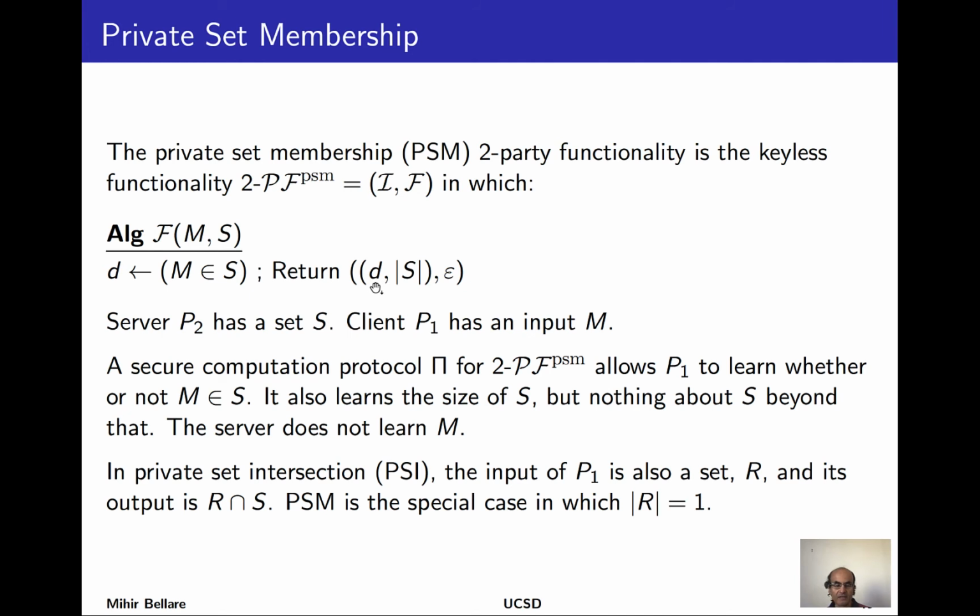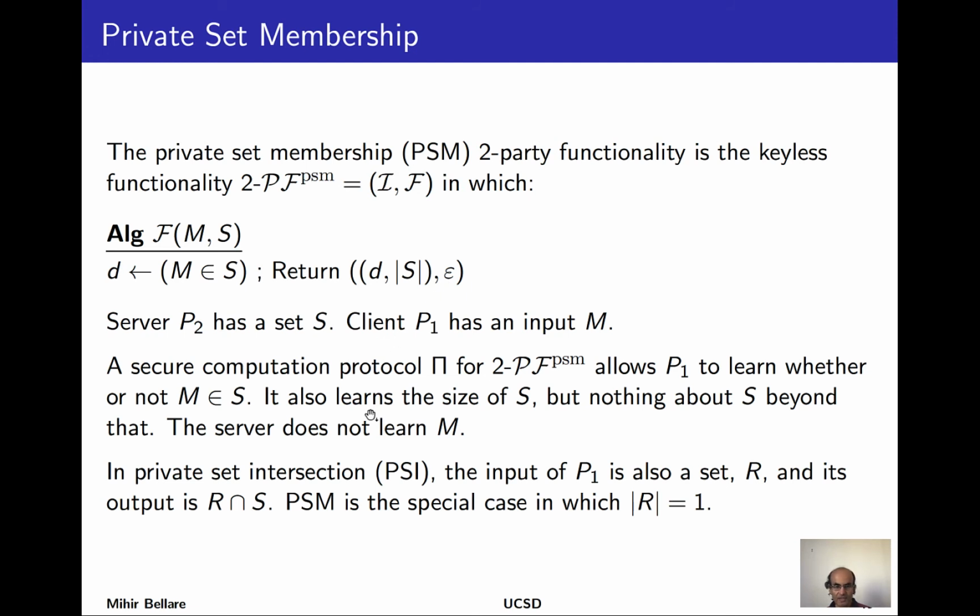Now, it turns out that protocols for this tend to reveal also the size of the set S. And to make our life simple, we'll simply put that in the output for party 1. Not because we love revealing the size, but because we seem to find it relatively inevitable. Party 2 here gets no output.